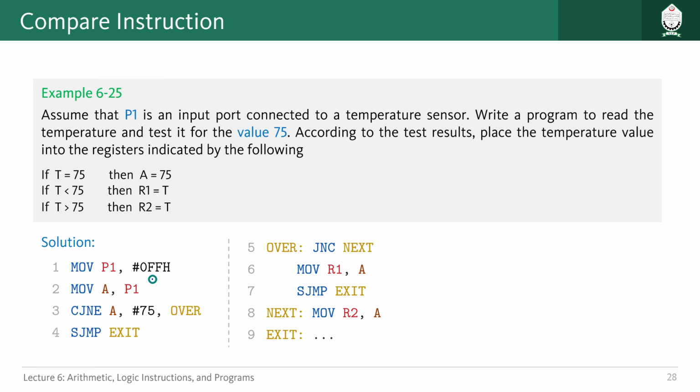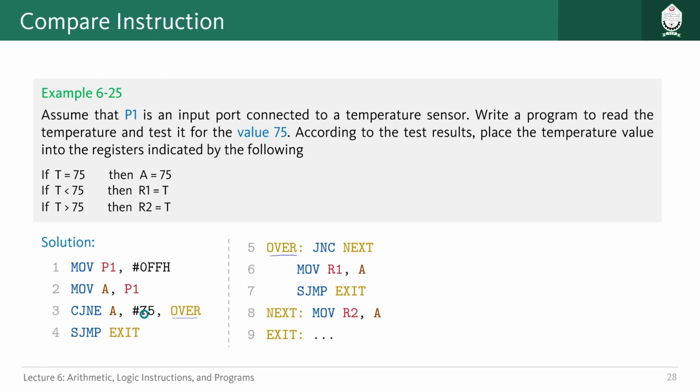First of all, we have made port 1 an input by giving FFH. Then we are reading from port 1 and moving that value to A. Now we are going to compare the value we are getting as temperature with 75, whether it is equal to 75 or not. So if they are not equal, then we have to move to over, right? Compare and jump if not equal. So if they are not equal, we have to go to over.